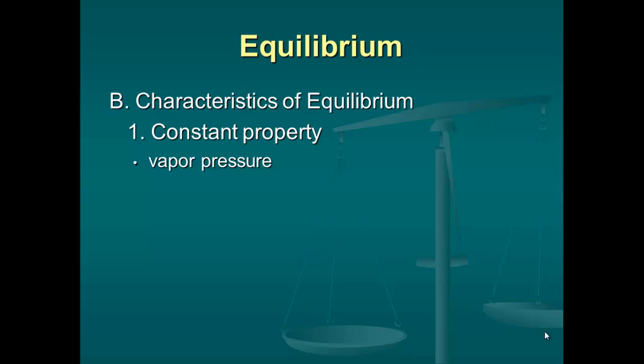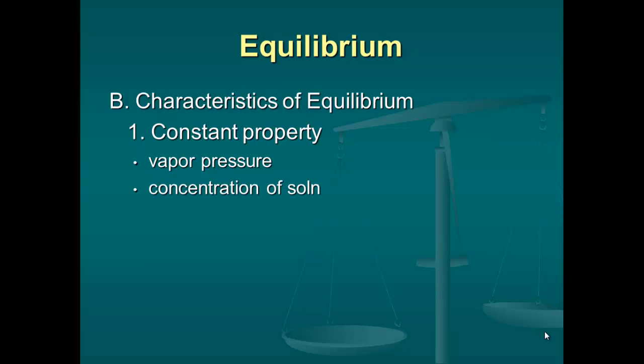We talked about how some molecules of that liquid evaporate at the same rate as some molecules of that vapor condense. One in, one out was what we said. For every molecule that evaporates, one more has to condense. So you can have a constant property with a vapor pressure equilibrium. And the constant property would be that vapor pressure. It would stay the same.